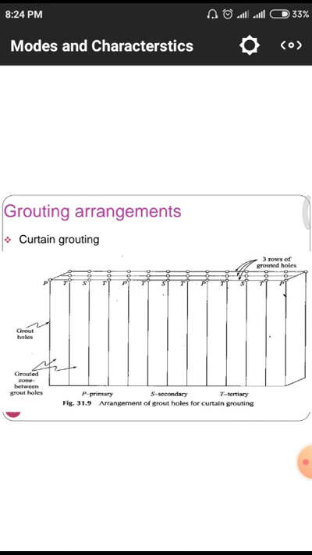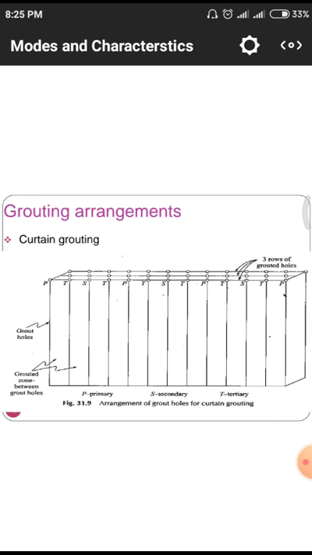Next one is grouting arrangement in the form of curtain grouting. Here they have to observe the total earth. After the observation is over, according to the places where there are void contents, they have to fix these pipeline systems.